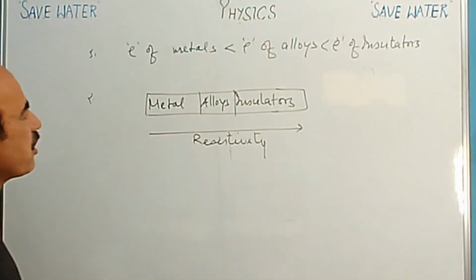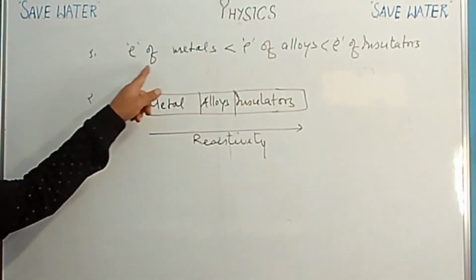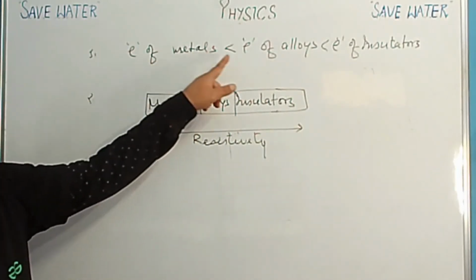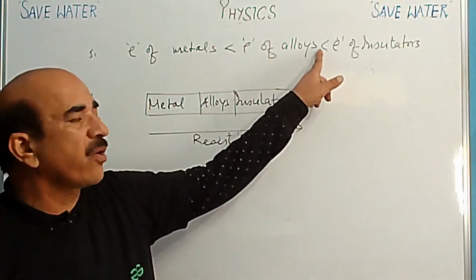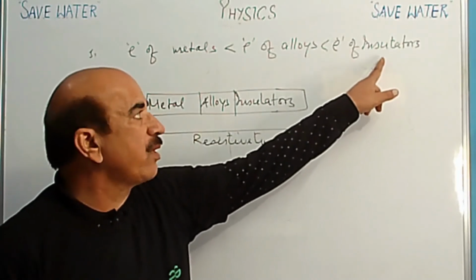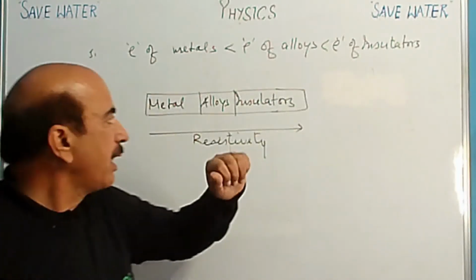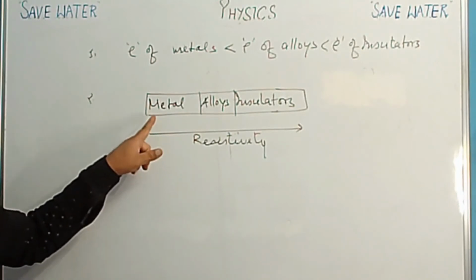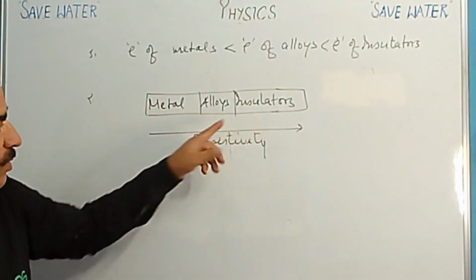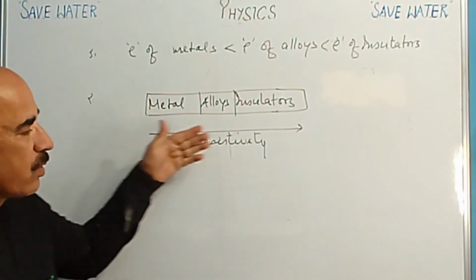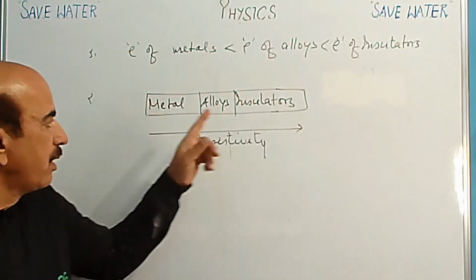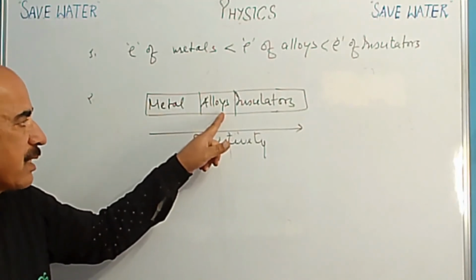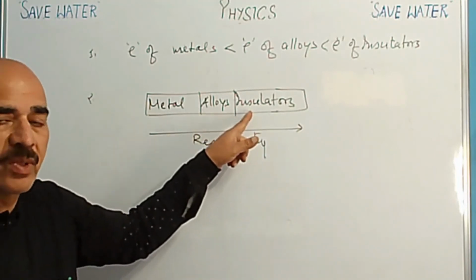So this is the relationship between the resistivity of metals, alloys and insulators. The resistivity of metal is less than the resistivity of alloys, and the resistivity of alloys is less than the resistivity of insulators. This table also helps us to understand resistivity. Resistivity increases from metal to insulators. So metals have less resistivity than alloys, and alloys have less resistivity than insulators.